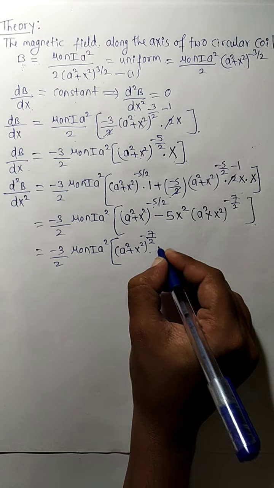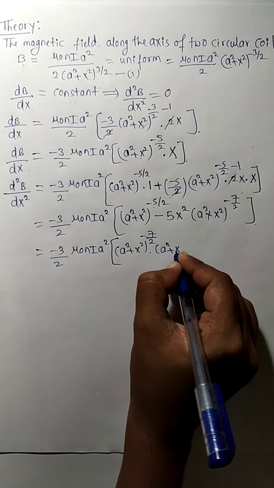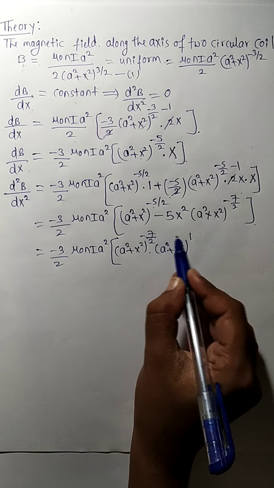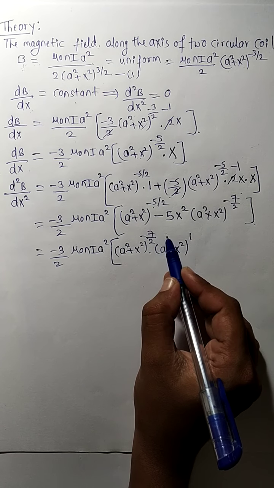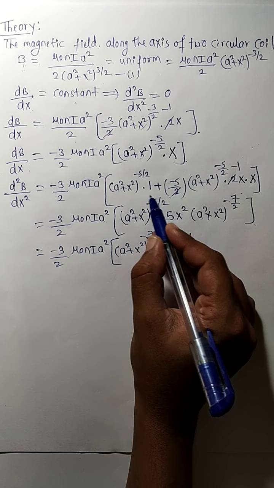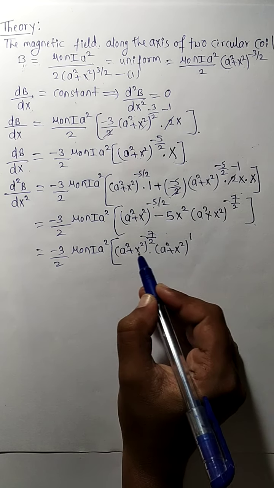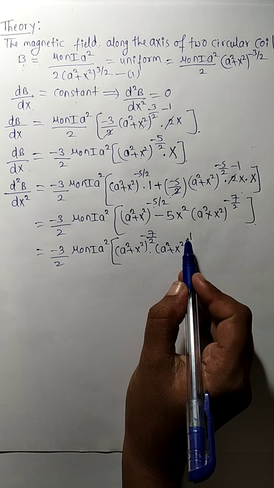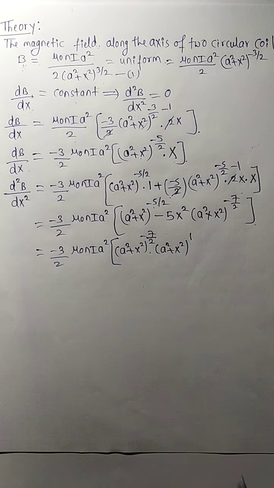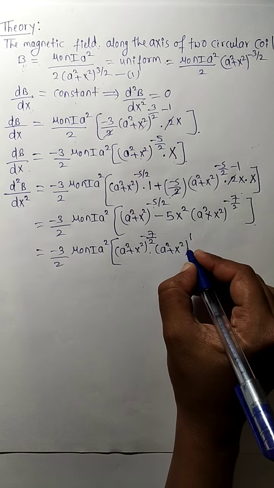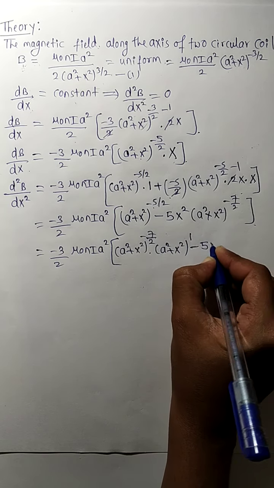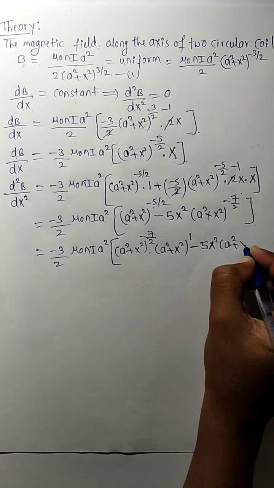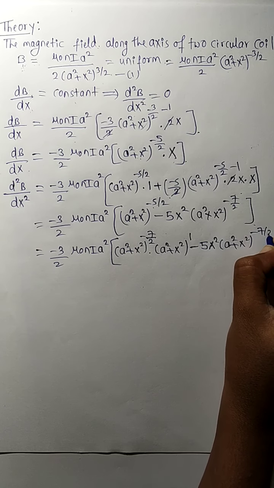minus 7 by 2 into a square plus x square raised to 1, meaning minus 7 by 2 plus 1. If it is multiplying, plus 1 we will get. So what we will get? Minus 5 by 2. So this one I wrote in this form, isn't it? A square plus x square raised to minus 7 by 2 into a square plus x square raised to 1, I am getting, isn't it? And the next term I will keep as it is, that is minus 5 by x square into bracket a square plus x square raised to minus 7 by 2.